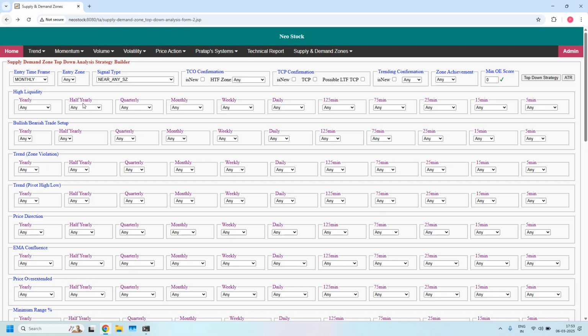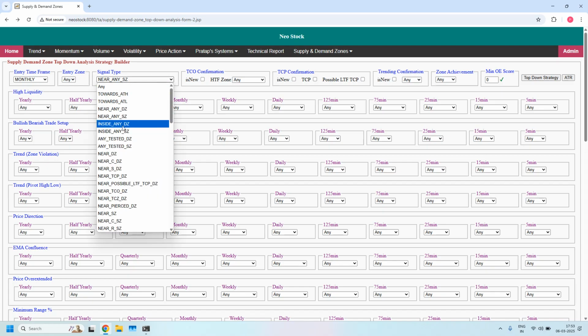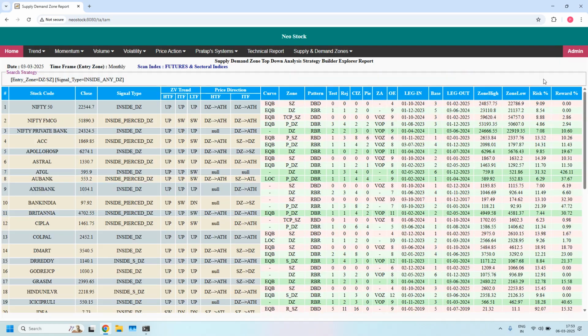Next, price closed inside the monthly demand zone. First 19 stocks in the list. I am scrolling the list down.